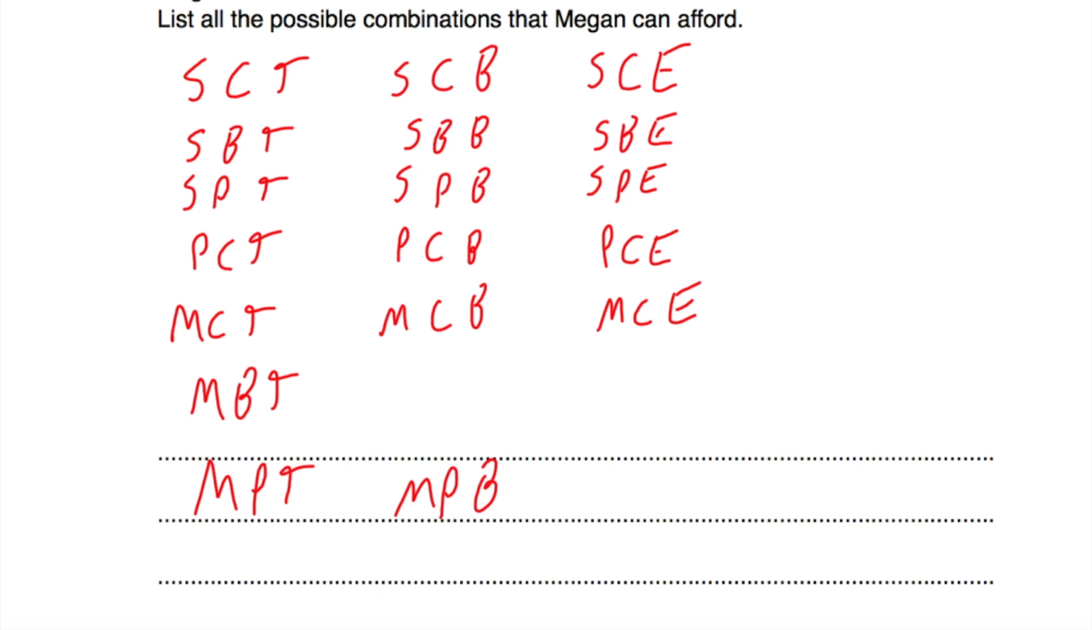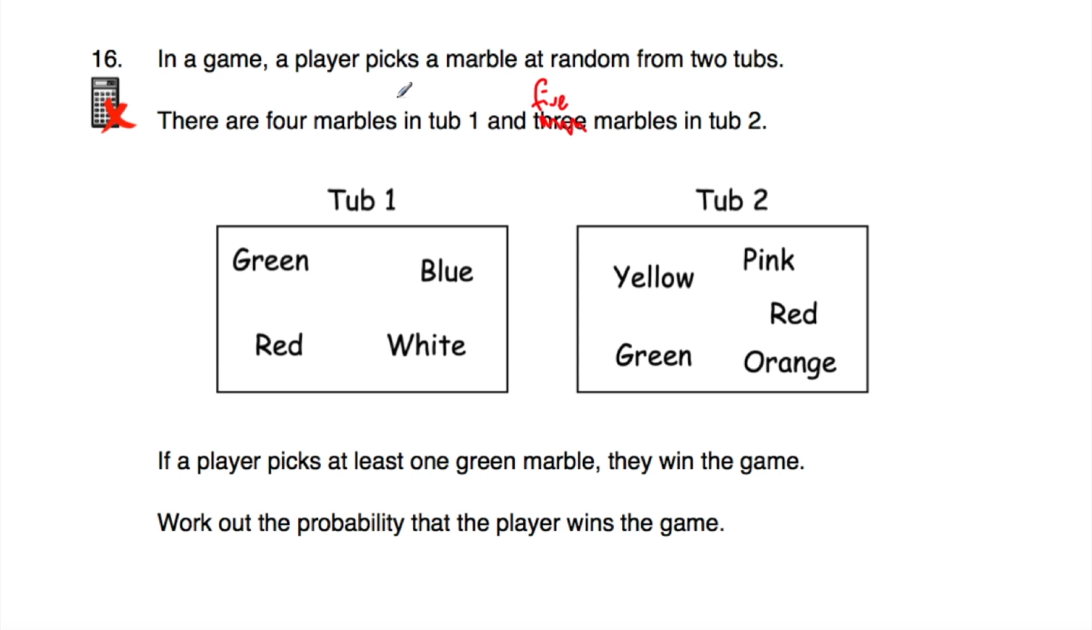Okay, let's look at our next question. So question number 16 says, in a game, a player picks a marble at random from 2 tubs. There's 4 marbles in tub 1 and 5 marbles in tub 2. And if a player picks at least 1 green marble, they win the game. Work out the probability that the player wins the game.